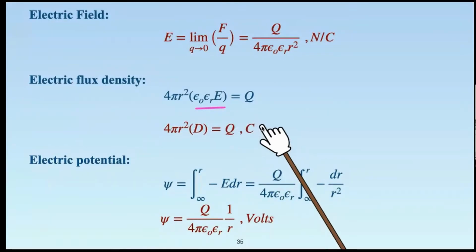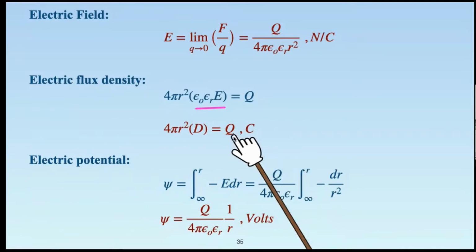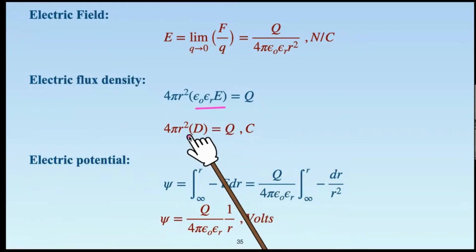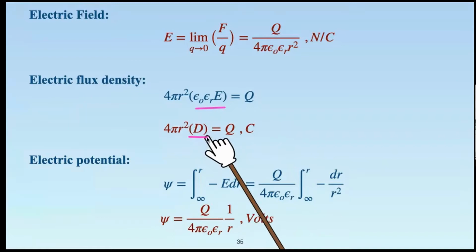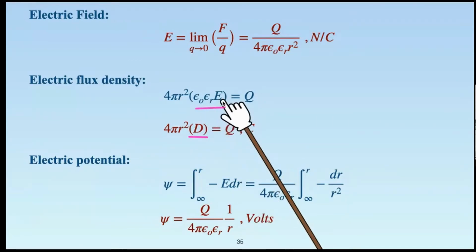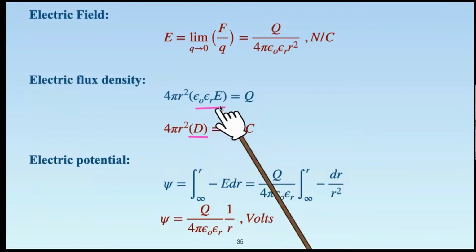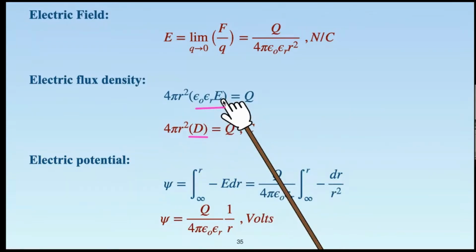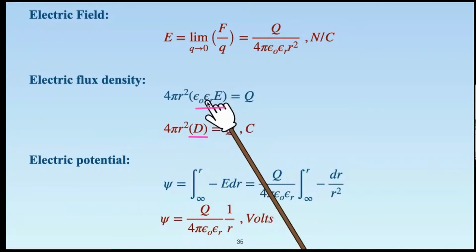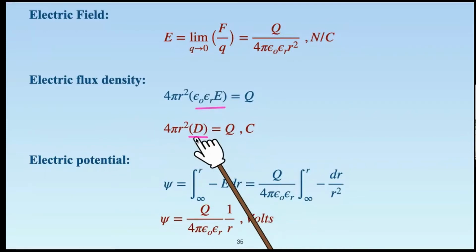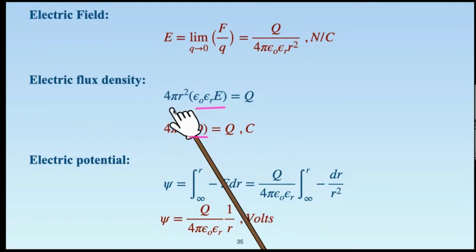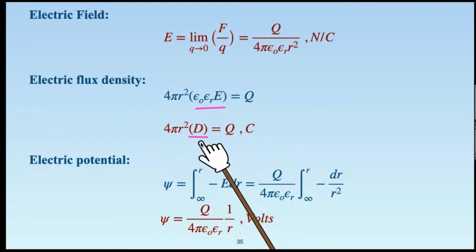You must have experienced this while studying. Here you can see it is D, electric flux density D. D is equal to epsilon E. This is the relationship between flux density and electric field intensity. It is related by the permittivity of the medium. So flux density can be expressed as Q upon 4 pi r square. 4 pi r square is the area of the spherical surface. That's why we have drawn in the diagram a spherical surface where the electric field will be uniform.